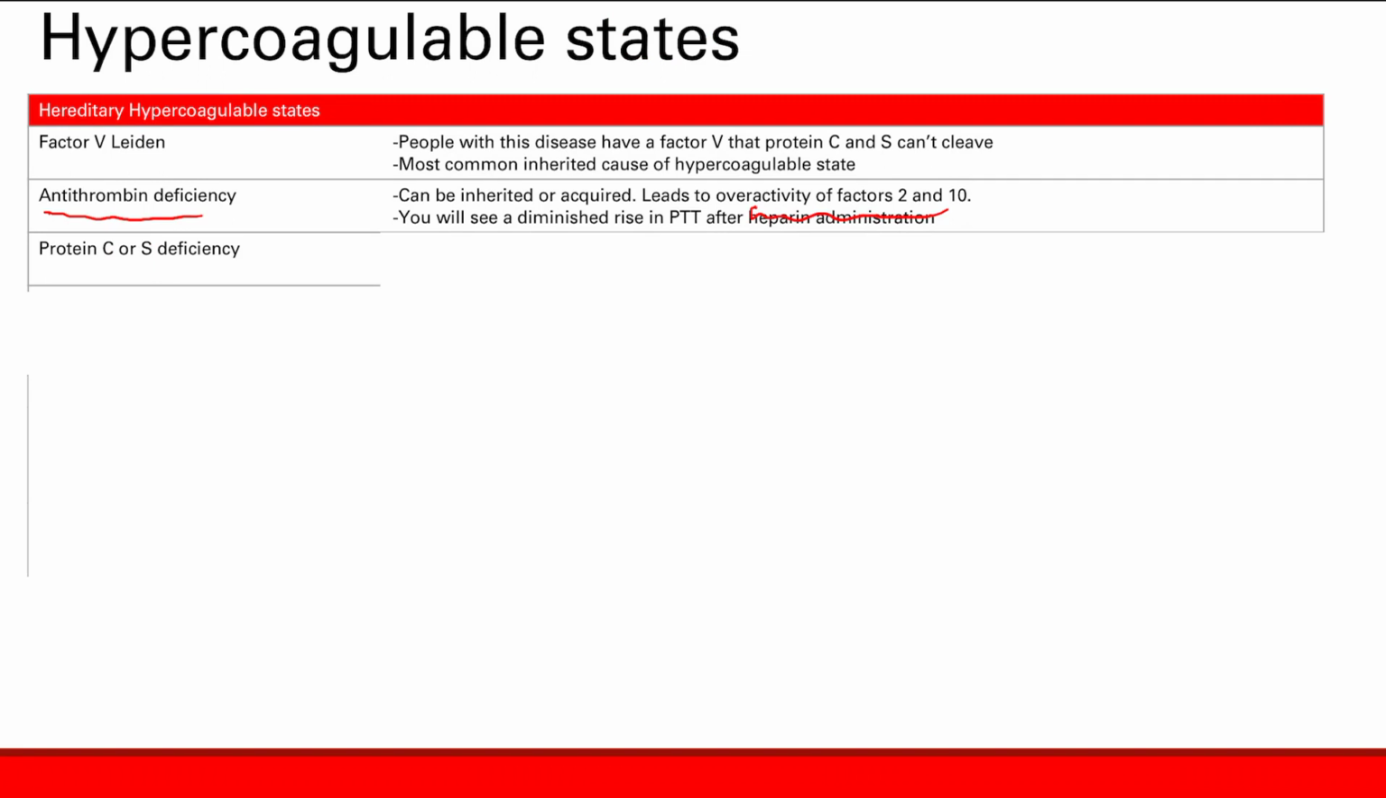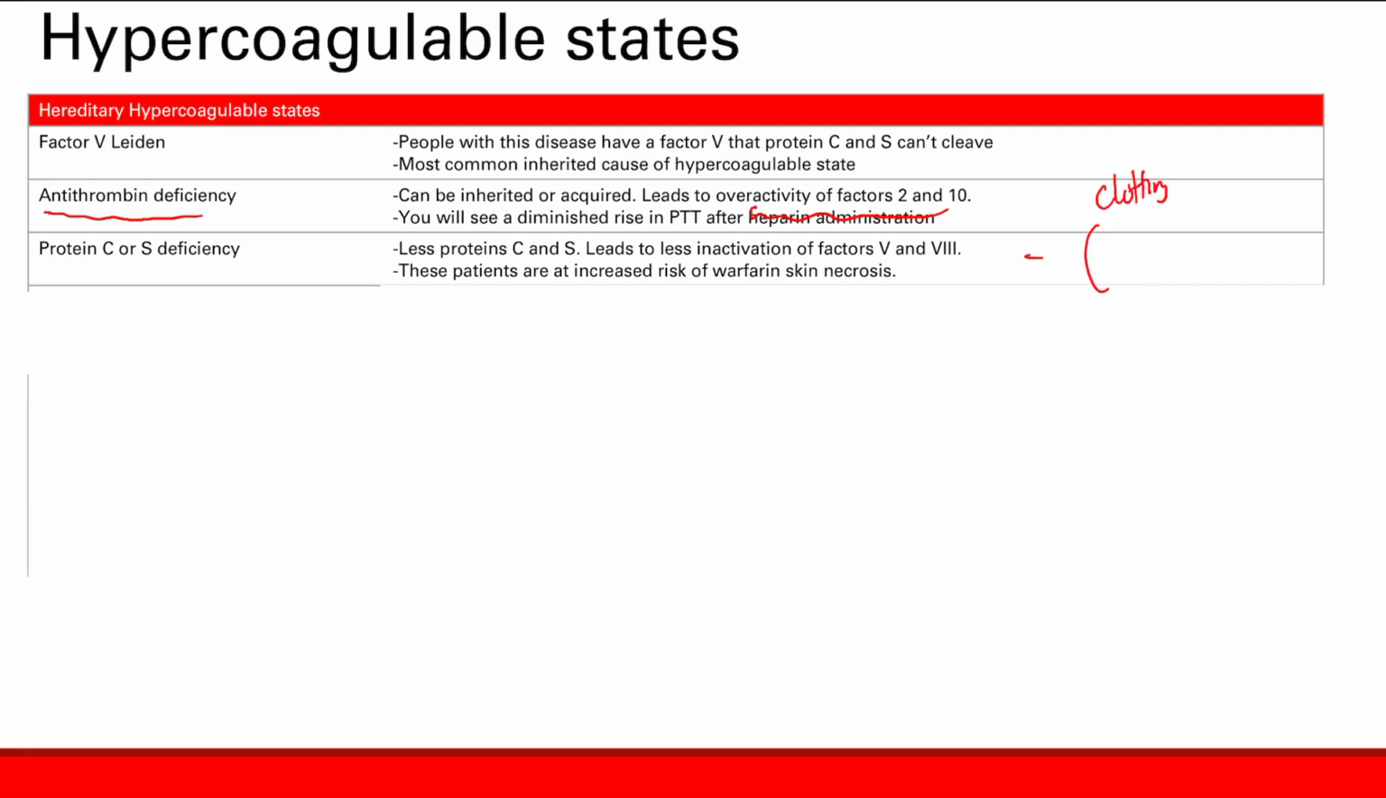Okay. Next is protein C or protein S deficiency. Again, what factors would be overactive in this case? Remember, factors 5 and 8, because you have less inactivation of these factors. The other thing is these patients are at increased risk of warfarin skin necrosis. I've already talked about that. Do you remember what it was? Remember that warfarin prevents activation of a bunch of clotting factors as well as protein C and S in the liver. So active forms.